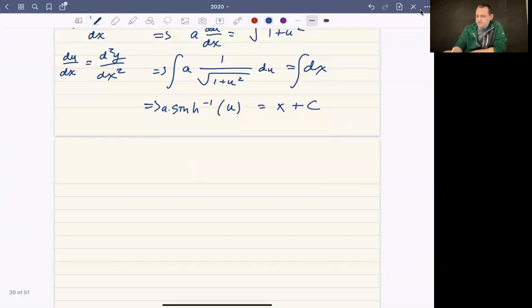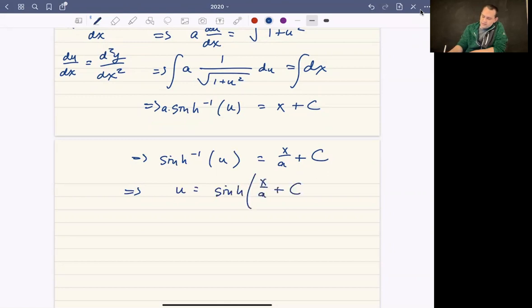And then we could divide both sides by a. So this implies that inverse hyperbolic sine of u is going to be x over a plus c. We can just absorb the a into the c at this point. Take hyperbolic sine of both sides. So u is sinh of x over a plus c. And u, remember, was dy/dx.